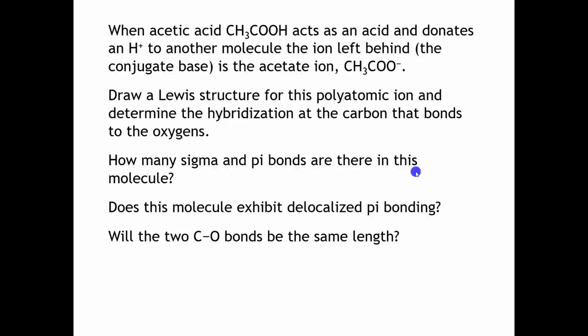Okay, let's finish today's lecture with one more example. We talked earlier about the acetic acid molecule. So what I want you to do is to think about when acetic acid acts like an acid, it gives up an H+, and that leaves behind this acetate ion, CH3COO-. So I want you to draw a Lewis structure for this ion and determine the hybridization at the carbon that's bonded to the oxygens.